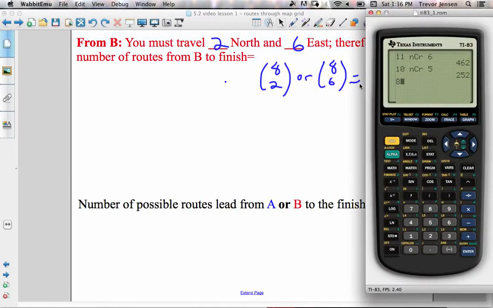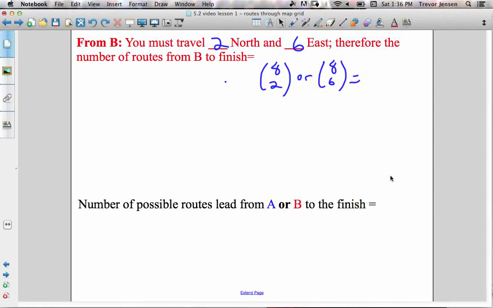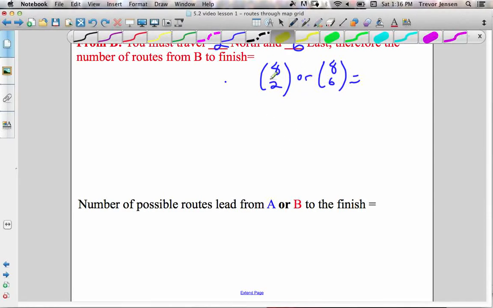And I'll just prove that to you here. 8 choose 2 is 28. 8 choose 6 is also 28. So there are 28 different routes you could take that went from B to the finish.